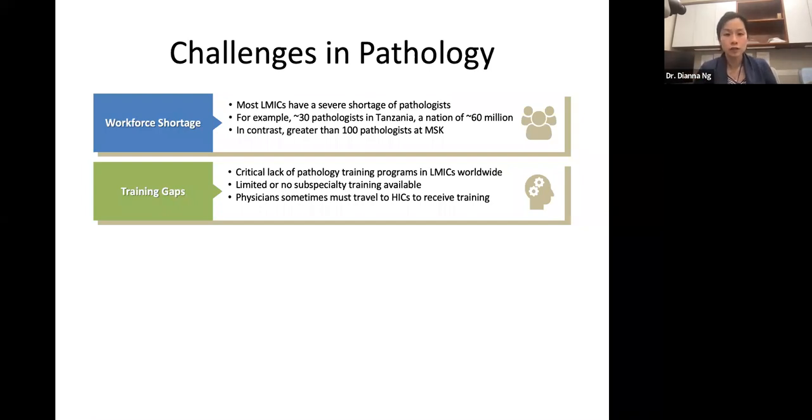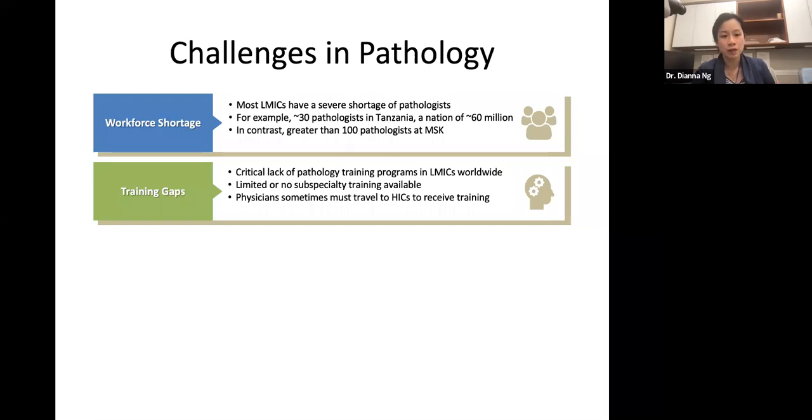So there are a lot of challenges in pathology in lower and middle income countries. The main problem is that there's a severe shortage of pathologists. In Tanzania, for example, there's about 30 pathologists for a country of about 60 million people. In contrast, at MSK, where I work, there's more than 100 pathologists on staff. So here you can really see how the disparity is quite obvious.